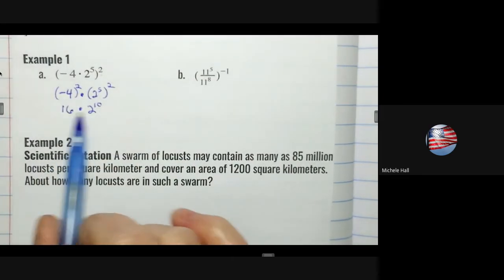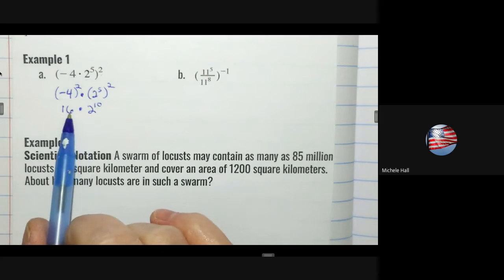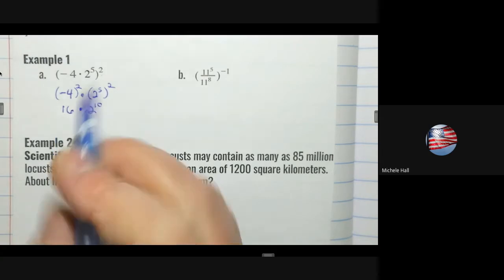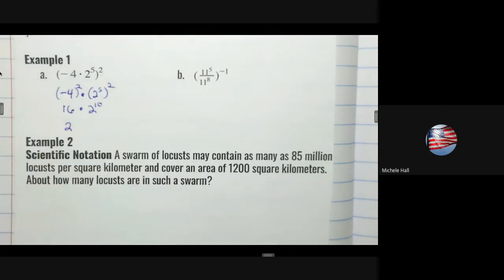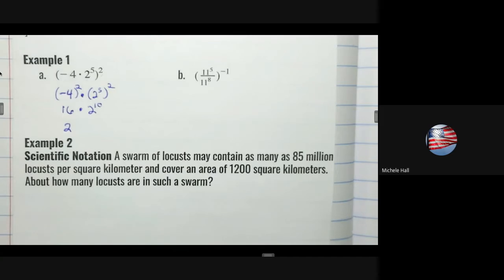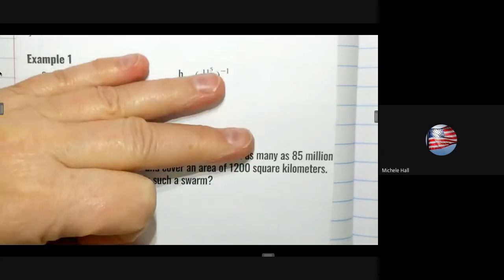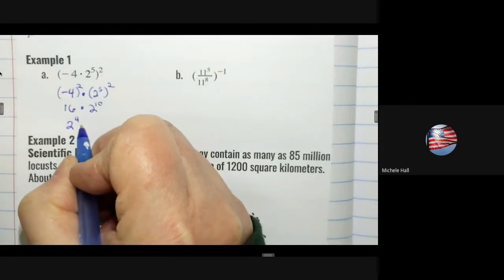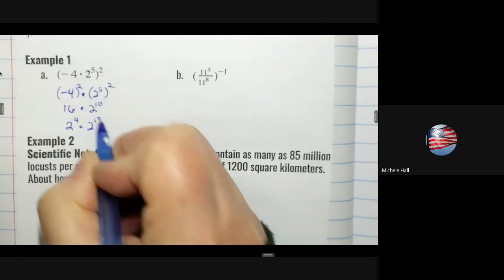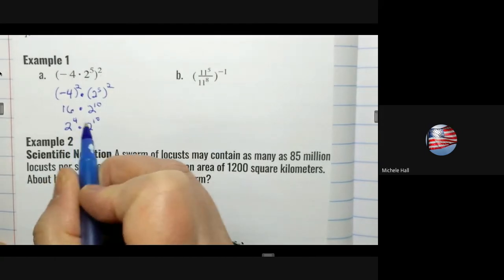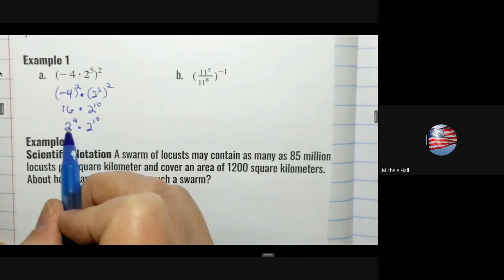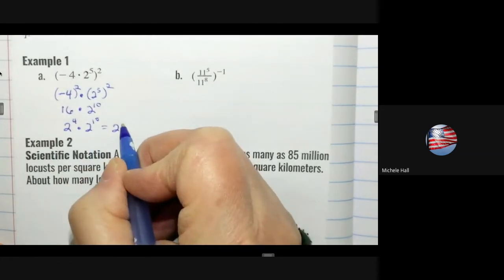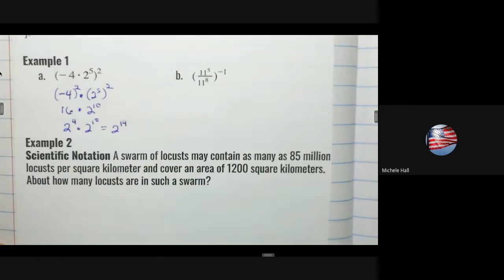In order to combine these together, I need to have the same base, and I do not. Can I write 16 with a base of 2? 2 to the what power equals 16? 2 times 2 is 4, times 2 is 8, times 2 is 16. So 2 to the 4th times 2 to the 10th. Now I have like bases, and I can just add my exponents. I'm multiplying like bases. The base is 2, and then I add the exponents. 4 plus 10 is 14.